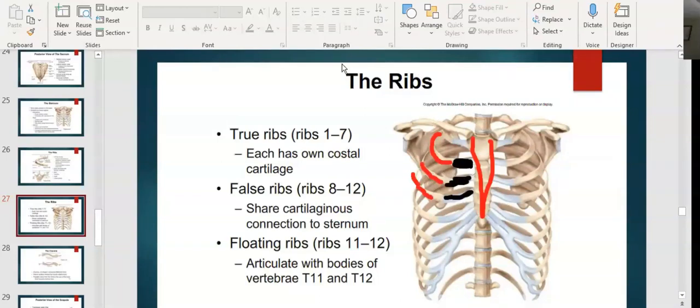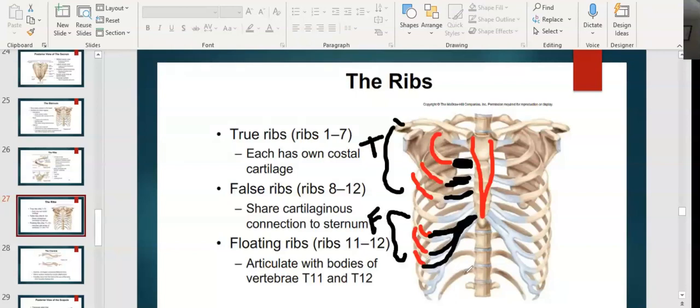The false ribs are these ones right here at the bottom. They're going to be called false because they share the cartilage that connects them to the sternum. You see this one comes over here, like that, but this one comes over here and merges in there. And this one also merges in here, and they have one common cartilage connecting them to the sternum. Therefore, they're going to be considered false.